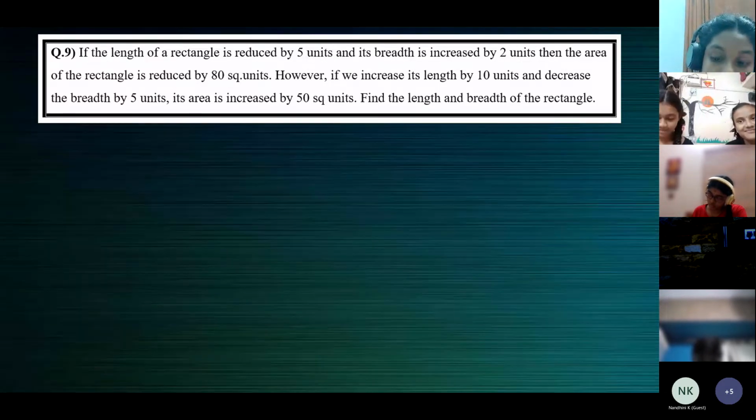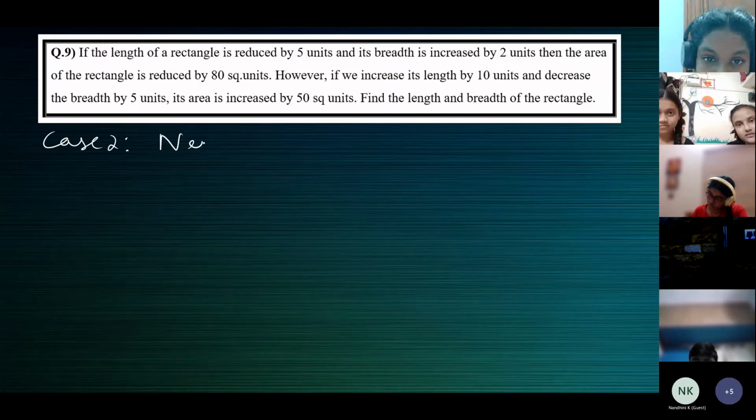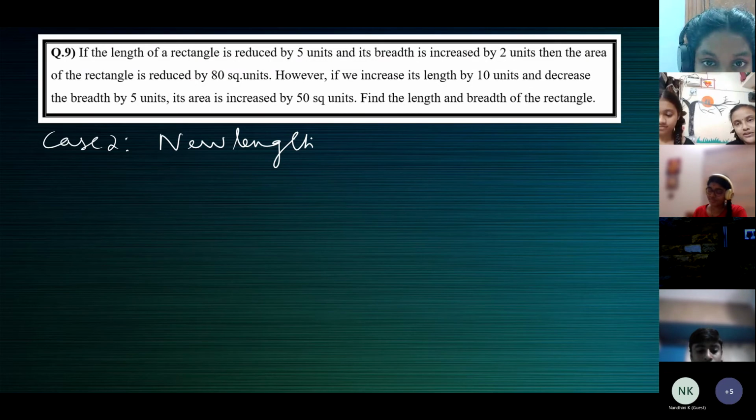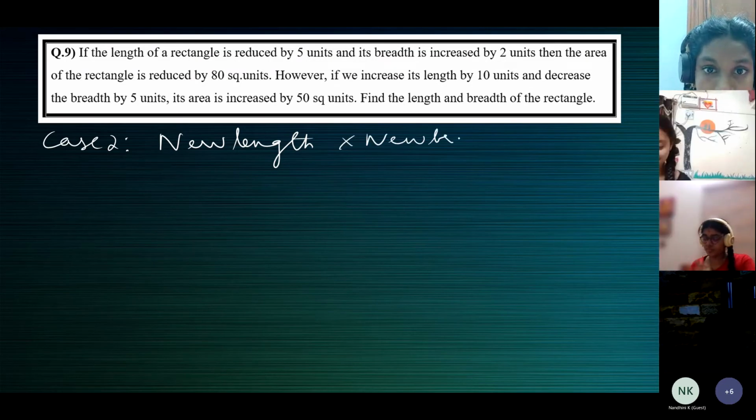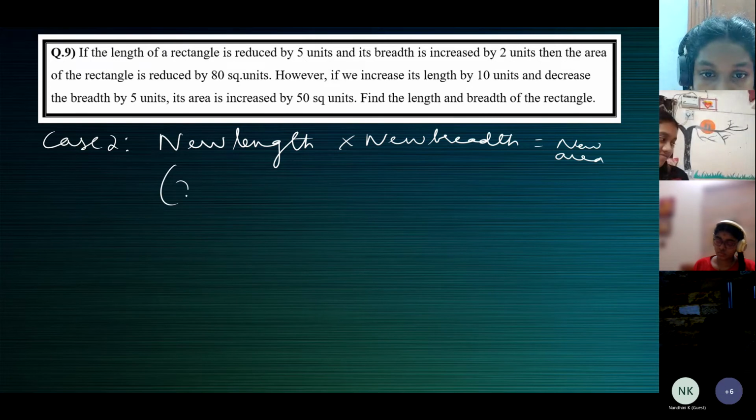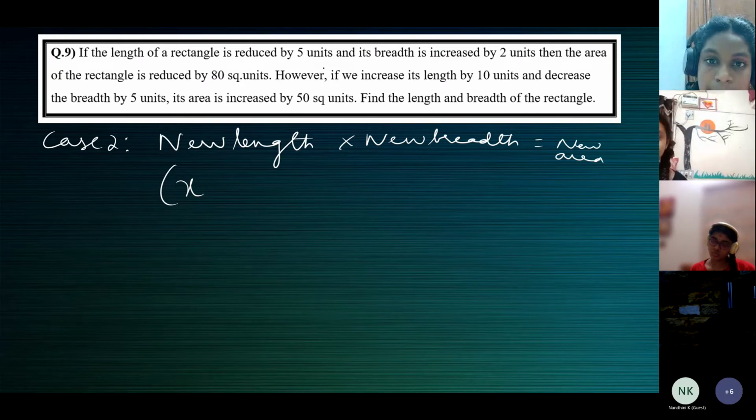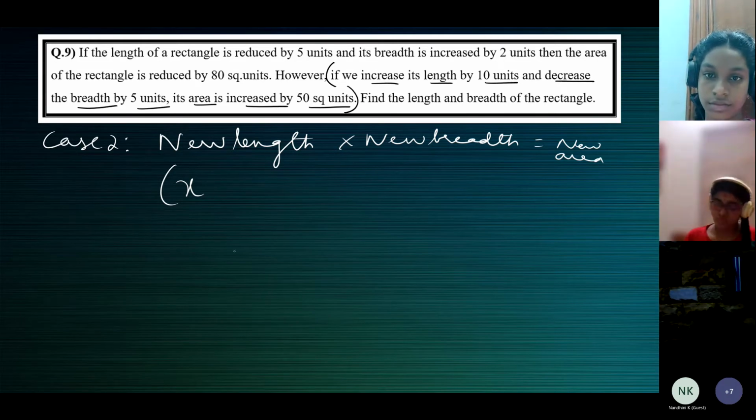Now tell me the second case, children. Case 2. Again, new length into new breadth is equal to new area. What's the new length? What's the original length? x. What's the new length? x plus 10, ma'am. Yeah. The information is here: if we increase the length by 10 units, and decrease the breadth by 5 units, its area is increased by 50 square units. This is the second one.